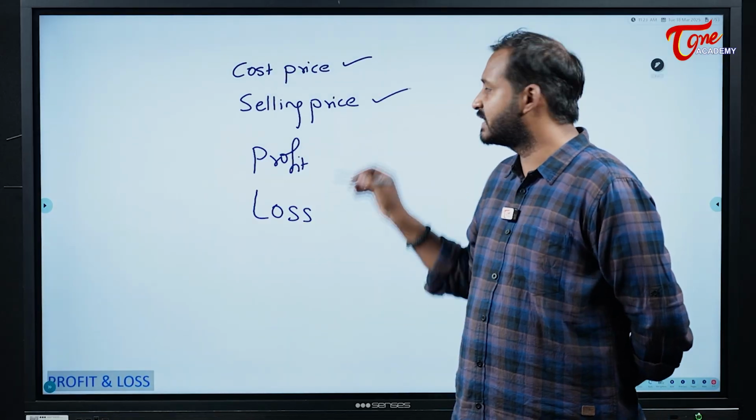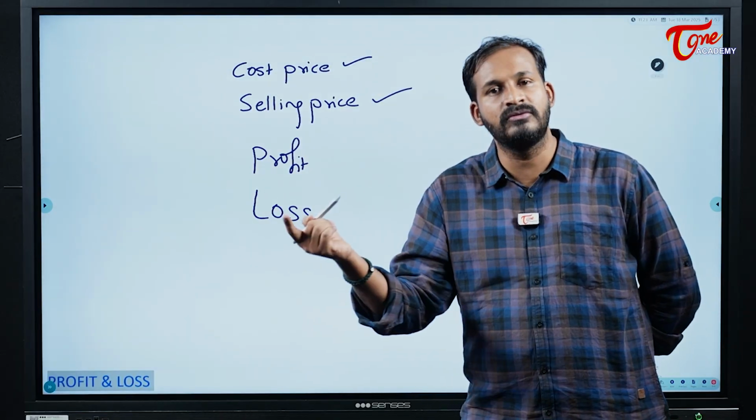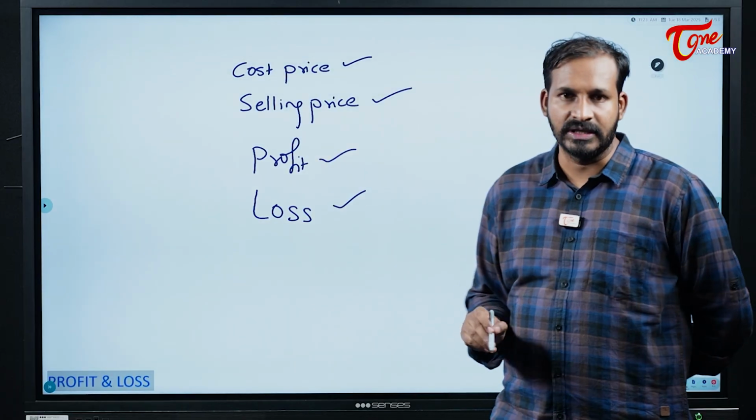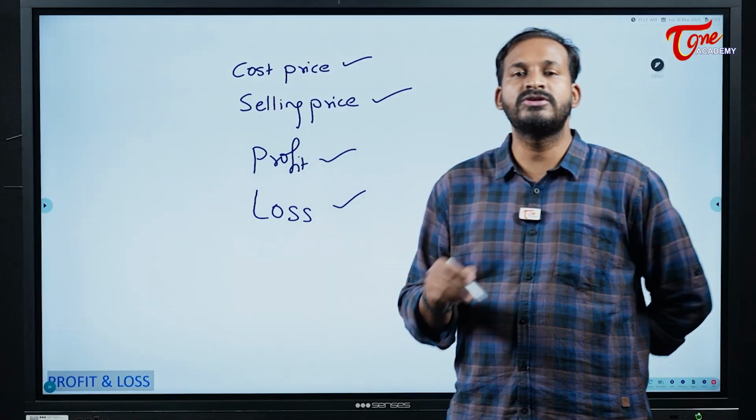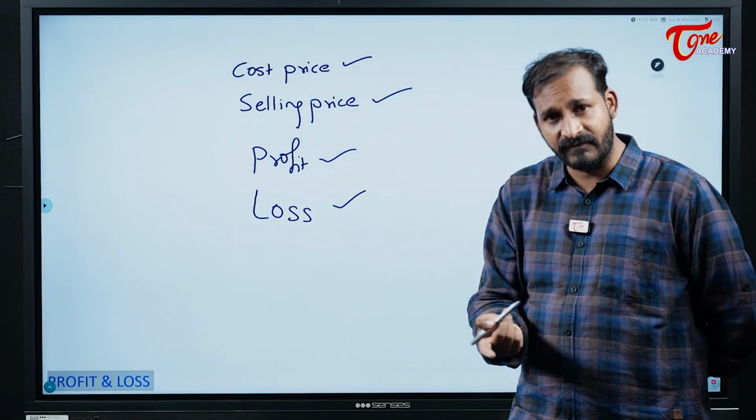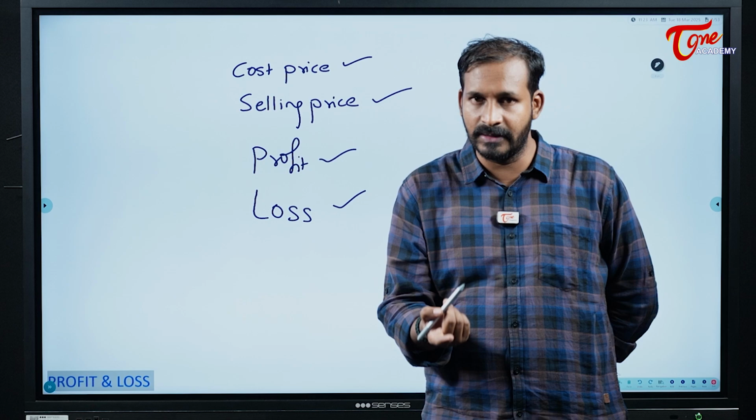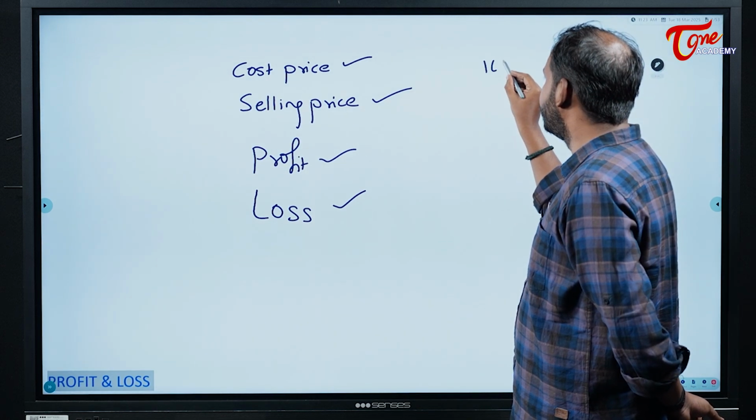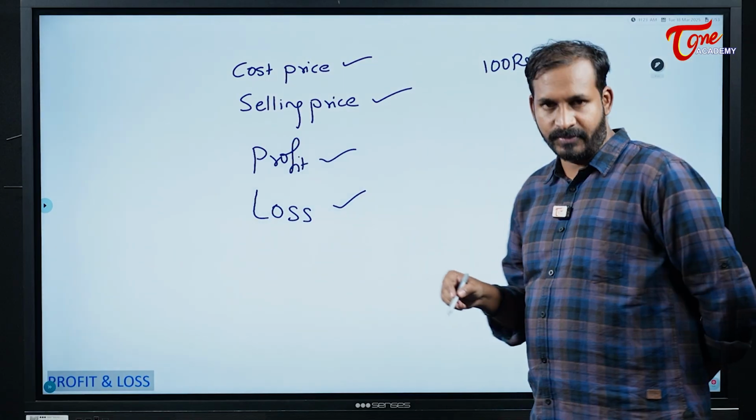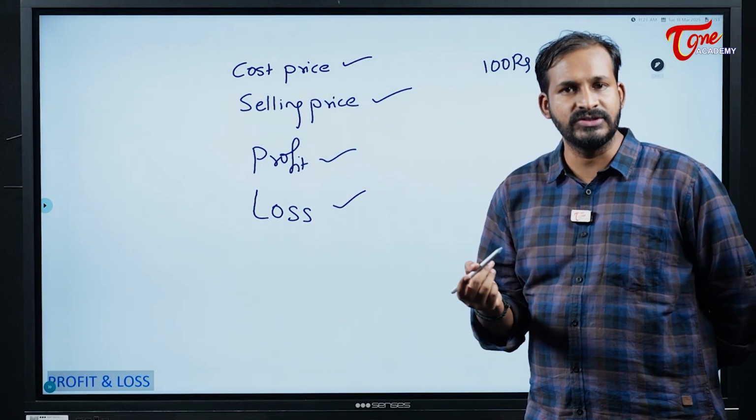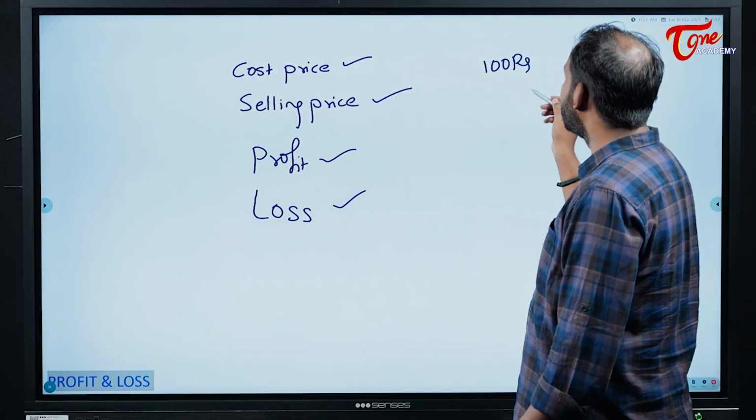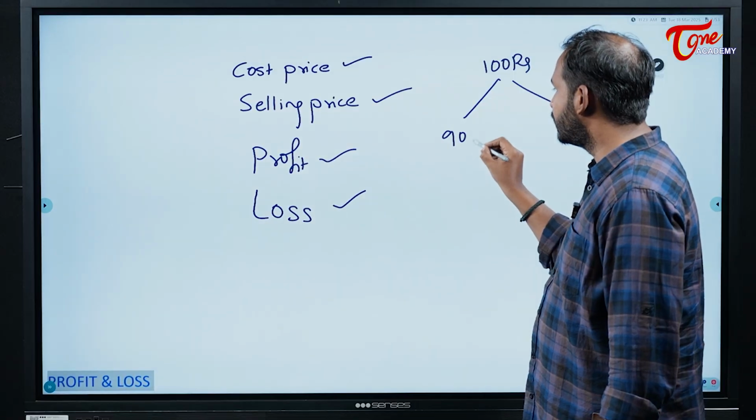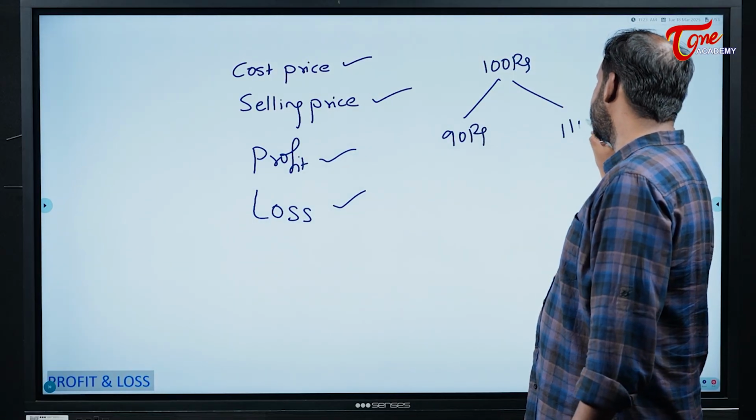Now what is selling price? Selling price is nothing but the amount for which we sell our goods. Now how do you decide profit or loss? It is based on the value with which you manufacture the product as well as the value for which you sell it. For example, if I spend 100 rupees to manufacture a product, and I sell the same product for 90 rupees in one case and for 110 rupees in the other case.